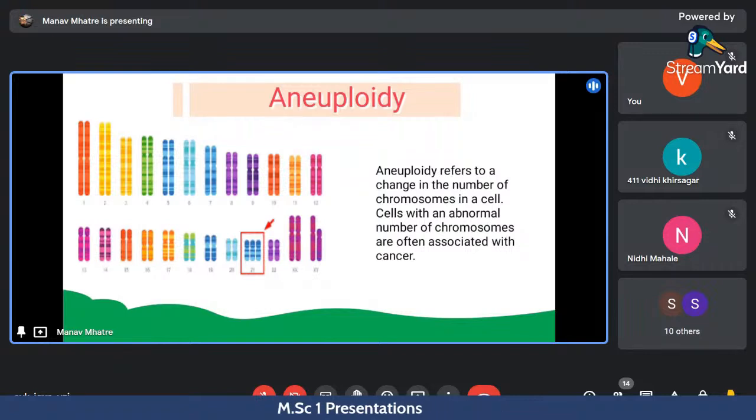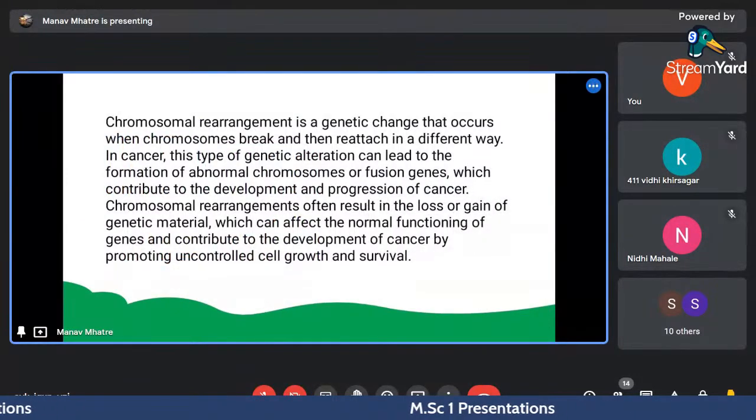Cells with an abnormal number of chromosomes are often associated with cancer. So, chromosomal rearrangements have significant consequences on individual health. As we can see, it is a genetic change that occurs when chromosomes break and then reattach in a different way. In cancer, this type of genetic alteration can lead to formation of abnormal chromosomes or fusion genes, which contribute to development and progression of cancer.